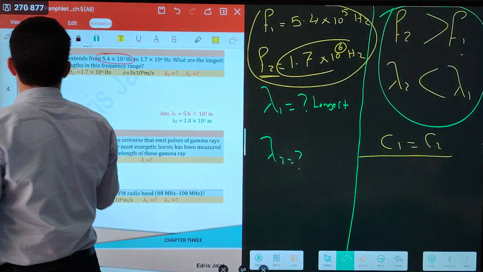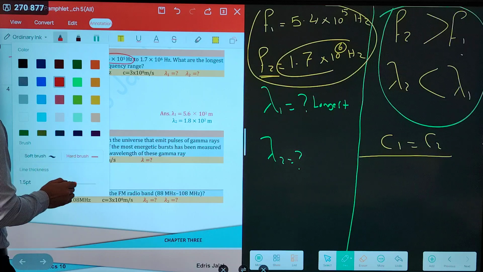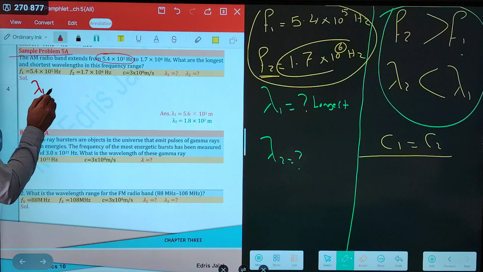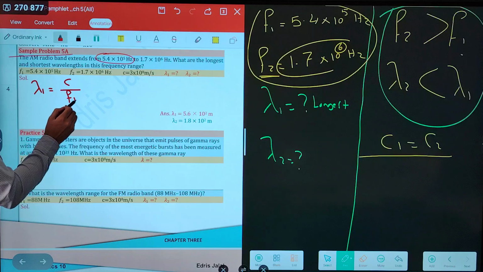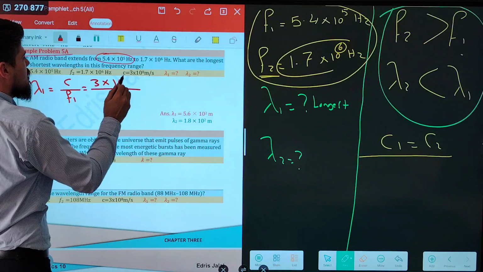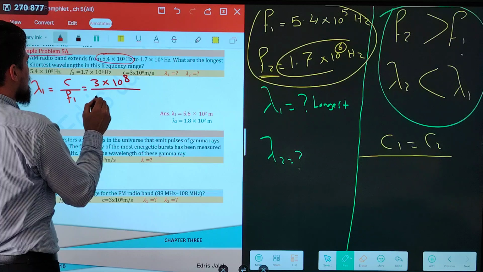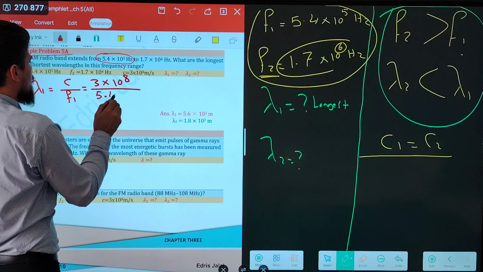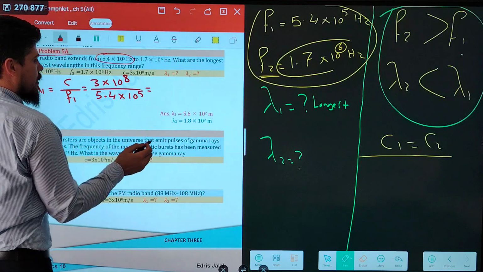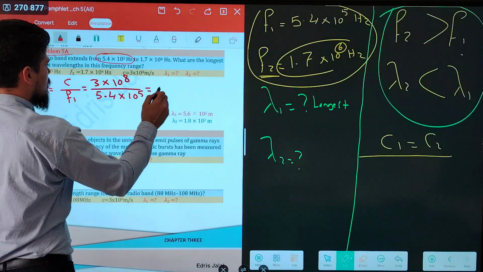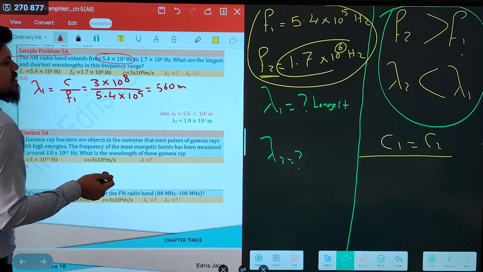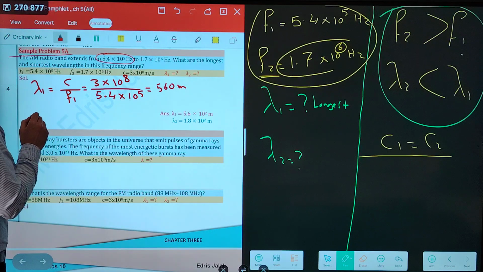And you can also solve this question very easily. At first you have to write down the equation for each of them. Lambda 1 is equal to C over F1. C is constant, 3 times 10 to the power 8. F1 was given, 5.4 times 10 to the power 5. Lambda 1 is equal to 560 meter, or 5.6 times 10 to the power 2.